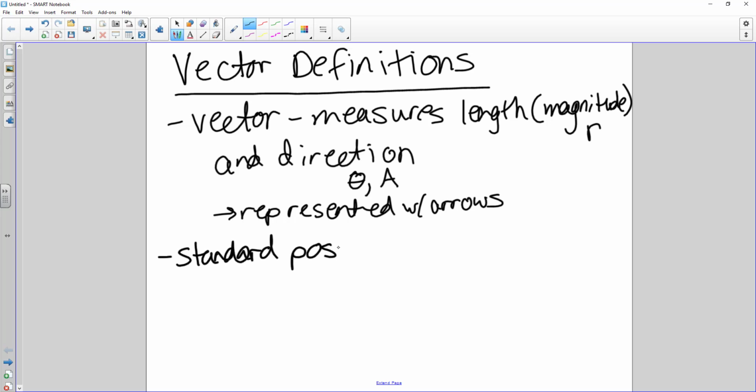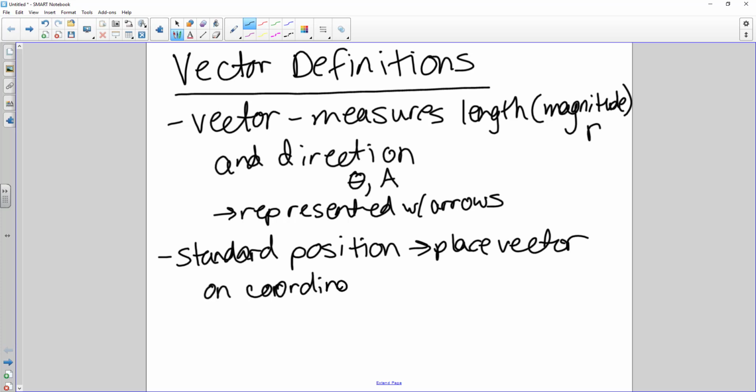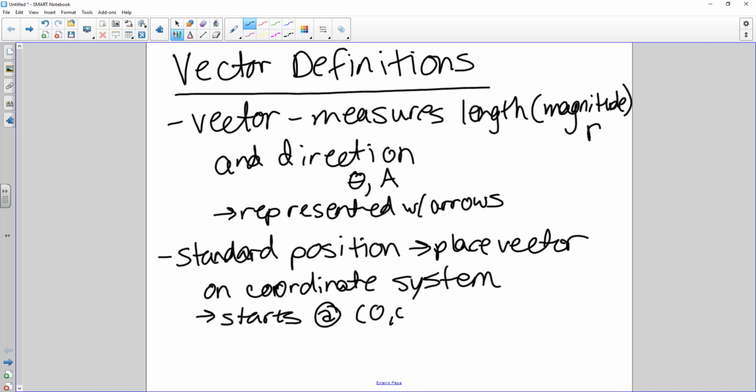standard position, is when we place the vector on a coordinate system. It starts at 0, 0, so at the origin. And then it goes in the direction of starting on the positive x-axis.